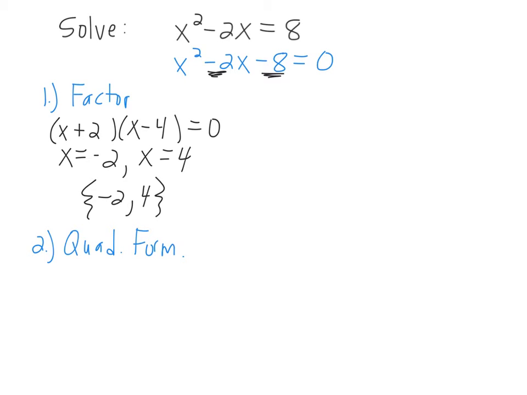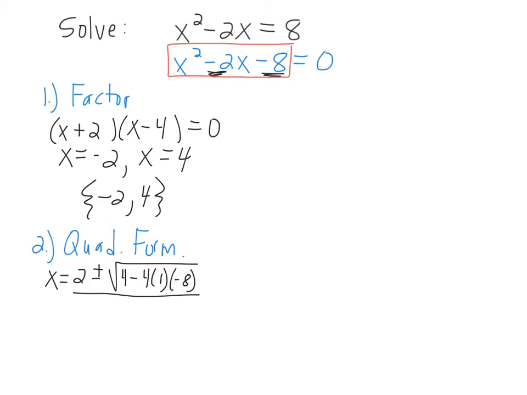Okay, so suppose maybe you didn't know how to factor that, or suppose we have something that's not factorable. We could always use our quadratic formula. So we have x equals negative b. Now I'm going back up here to this ax squared plus bx plus c form. So we're going to fill in our pieces. So x equals negative b, so that would be a positive 2, plus or minus the square root of b squared. So negative 2 squared is going to give me 4, minus 4 times the a, which is 1, times the c, which is negative 8, all over 2 times a, so that's 2 times 1, which is just 2.